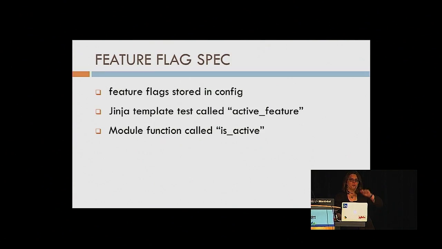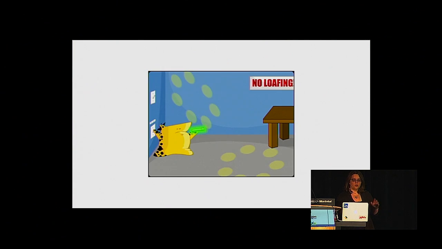So if we're going to put on our project manager hats for a second and write a spec, there's only really three things we're going to do. One, we're going to store the feature flags in the config. We're going to have a Jinja template test called active_feature, and we're going to have a module function called isActive. So I switched the order of the last two for reasons you'll see. OK, so let's get going.